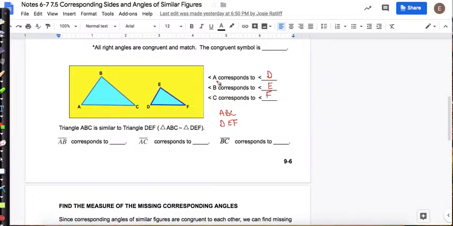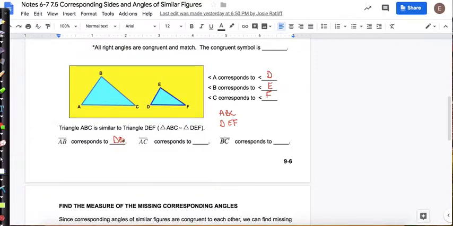Okay, and this symbol right here is the angle symbol. So when you're matching up angles, you always need to put the angle symbol. When you're doing sides, you need the side symbol, which is a bar over the top. So AB corresponds to DE.